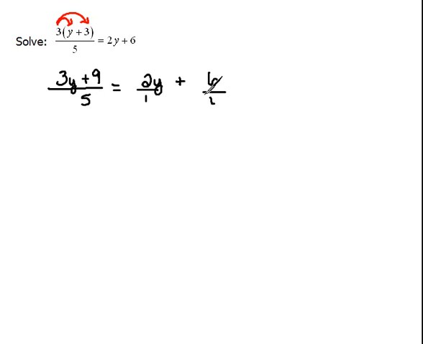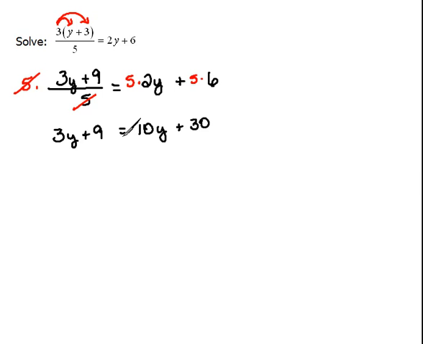The common denominator here is 5, so if we multiply every single term by 5, look what happens on the left-hand side of the equation. Our multiplying and dividing by 5 cancel each other out. Those are opposite operations. So we have left 3y plus 9 on the left-hand side equals 5 times 2y would be 10y, and then 5 times 6 would be a positive 30. Now this looks much more manageable.